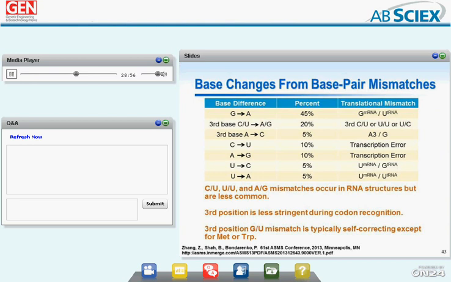He showed that the CU, UU, and AG mismatches that occur in these RNA structures can occur but are less common. The third position is less stringent during the codon recognition, and we can see that any third position GU mismatches are typically self-correcting, as they typically encode the same amino acid, except for the cases where methionine goes to I or tryptophan is a stop codon.